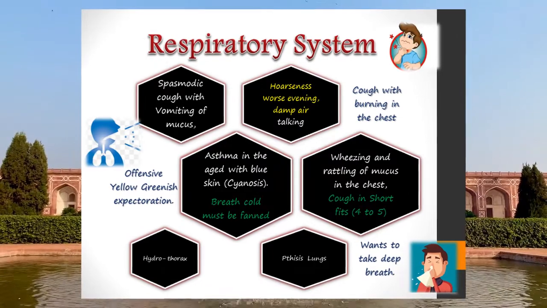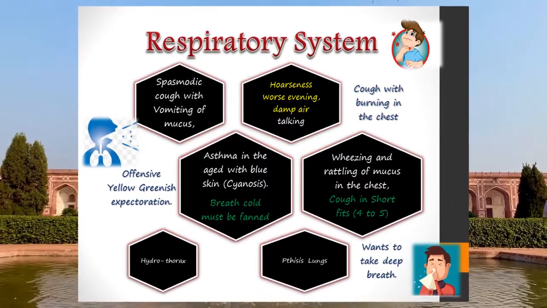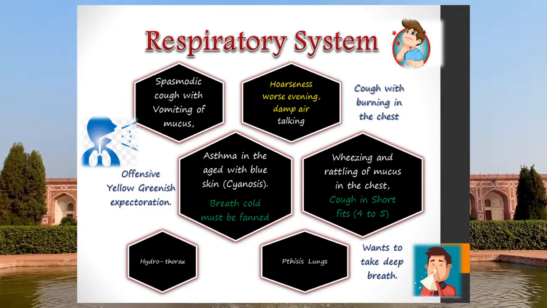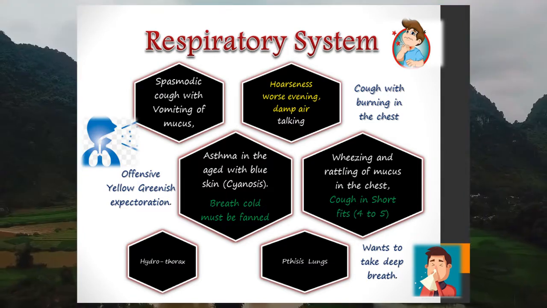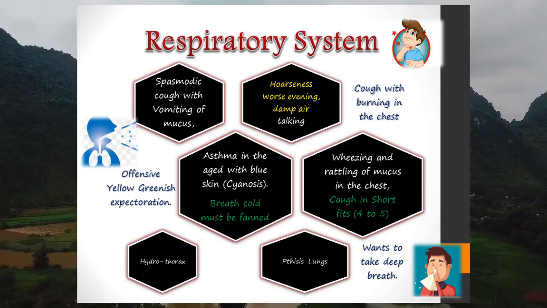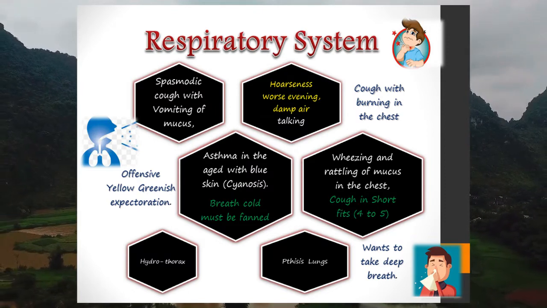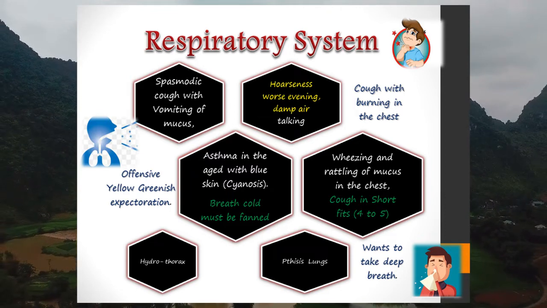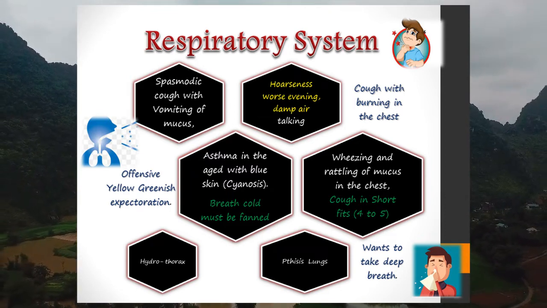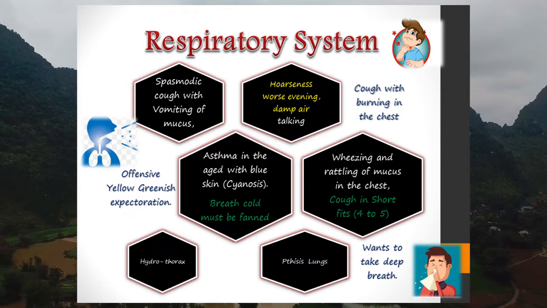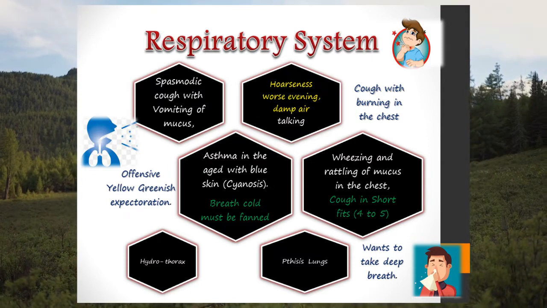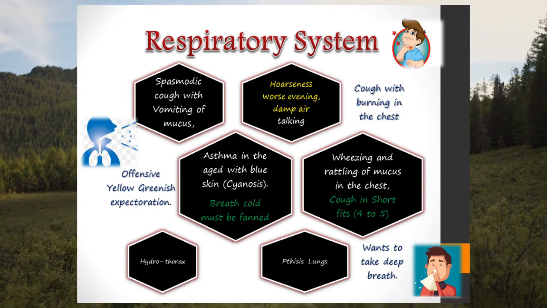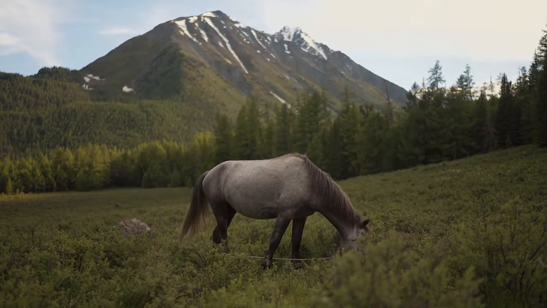There is offensive yellow greenish expectoration and wants to take a deep breath just to saturate the oxygen level in the blood. Feels that oxygen is supplying to the different parts of the body very slowly, so wants to take deep breath. And there is a cough with burning in the chest. So these are the basic respiratory symptoms. And the important one is that the asthma in the aged with the blue skin, and the breath is also cold and wants to be fanned, though slowly, but wants to be fanned. And you can compare this with Lachesis.